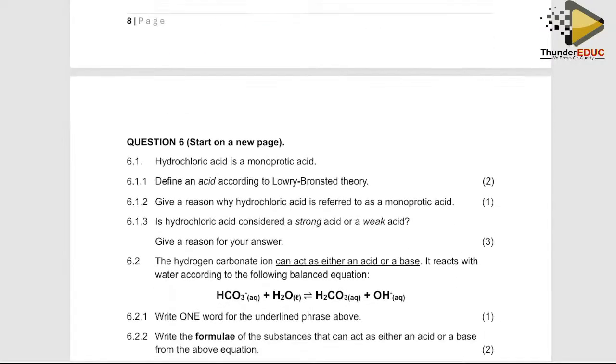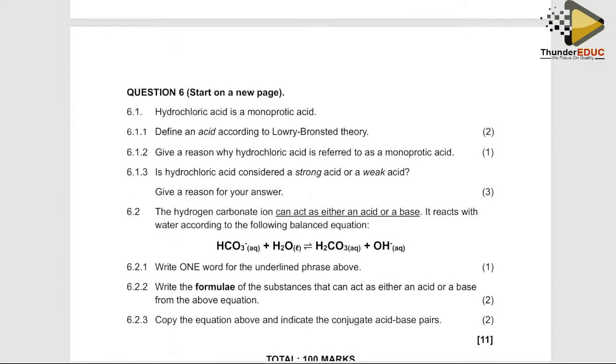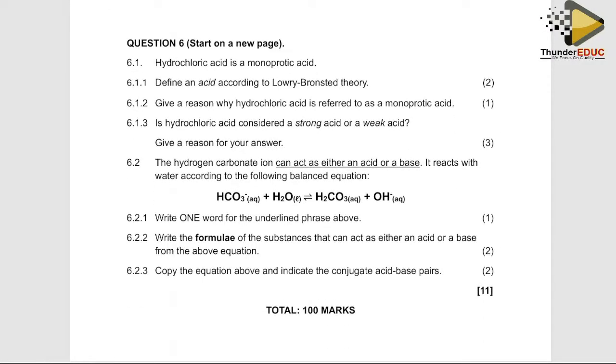Then we proceed to the next question, which is question 6. Question 6 reads: hydrochloric acid is a monoprotic acid. Then we are asked to define an acid according to the Lowry-Bronsted theory, right? How do we define an acid according to Lowry-Bronsted theory? An acid is a proton donor.